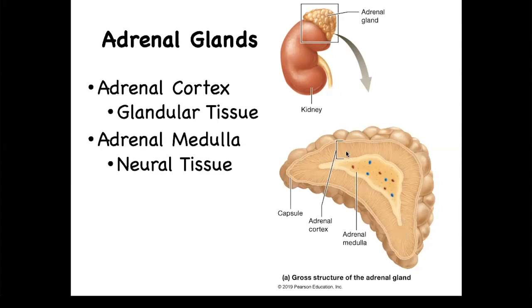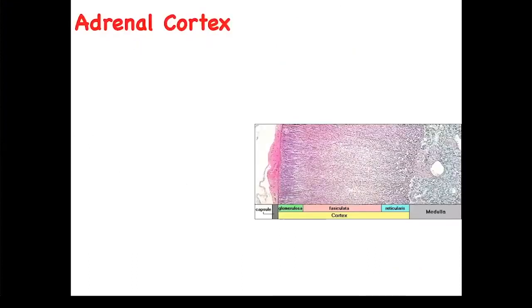The adrenal cortex consists of glandular tissue, so this is similar to the anterior pituitary. And then you have in the center the adrenal medulla, which consists of neural tissue, similar to the posterior pituitary. We'll start with the adrenal cortex. As mentioned before, it is glandular tissue, and it will consist of 3 zones.